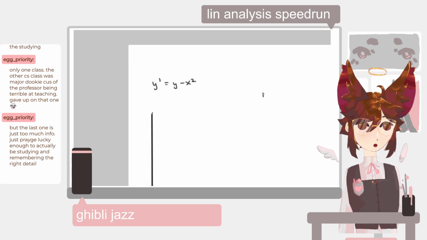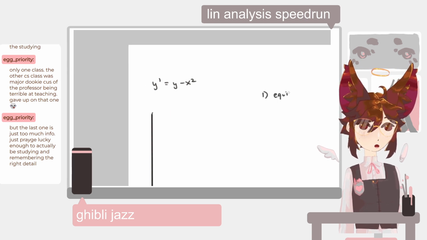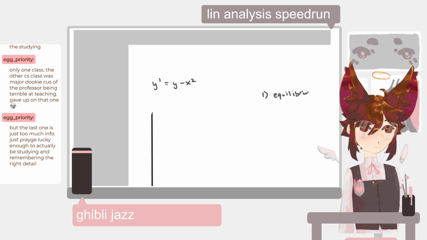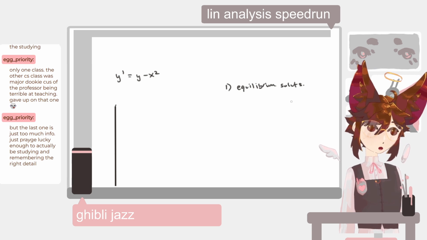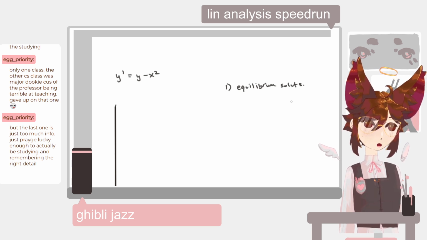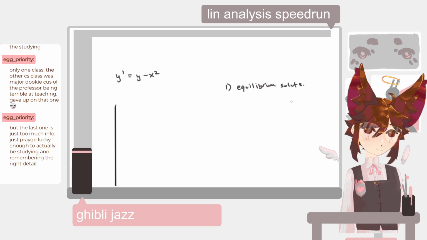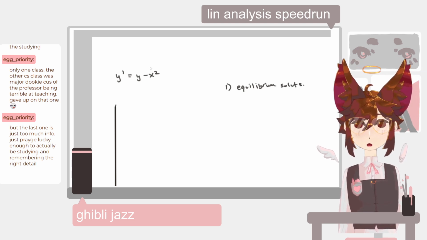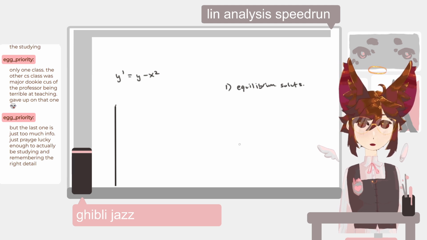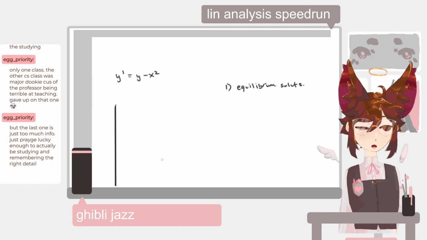So our first step is to look for what are called equilibrium solutions. Equilibrium solutions. And this is where our function wants to trend towards a certain value and kind of stay at that value. So in this case, as x gets bigger this way, and let's say our y is equal.